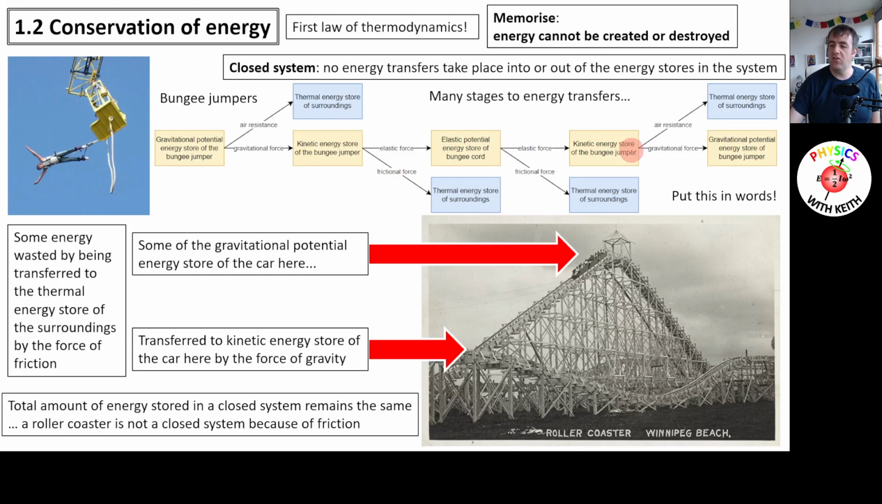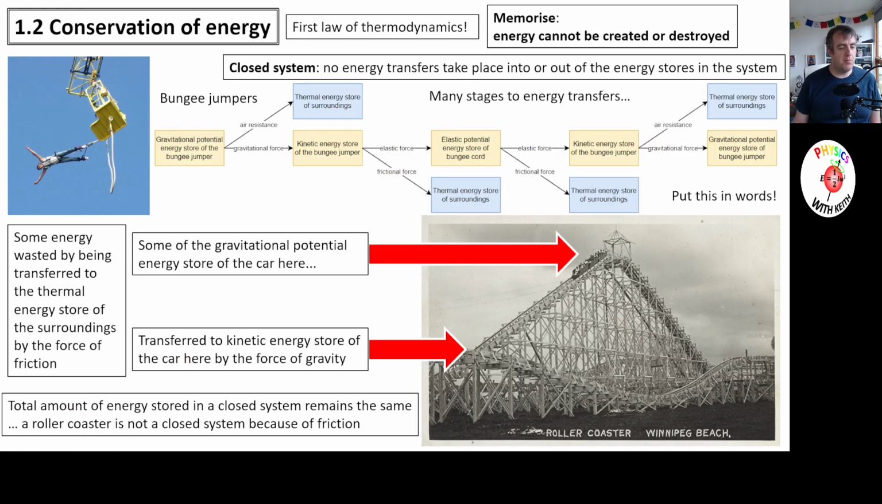Then the kinetic energy stored in the bungee jumper, they're moving upwards, but they're slowing down. They're slowing down as they ascend until they stop ascending when they're at the highest point they can reach. And that's when the energy that's left has been stored back in the gravitational potential energy store. And again, the gravitational force is the one that is slowing them down as they ascend.